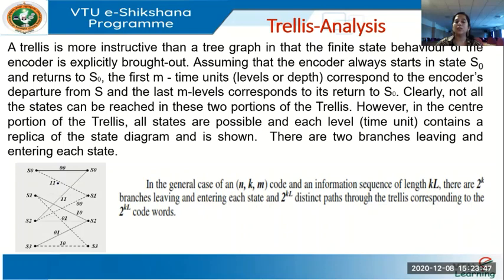So in the general case of an (n, k, m) code and an information sequence of length kL, there are 2^k branches leaving and entering each state, and 2^(kL) distinct paths through the trellis corresponding to 2^(kL) code words.